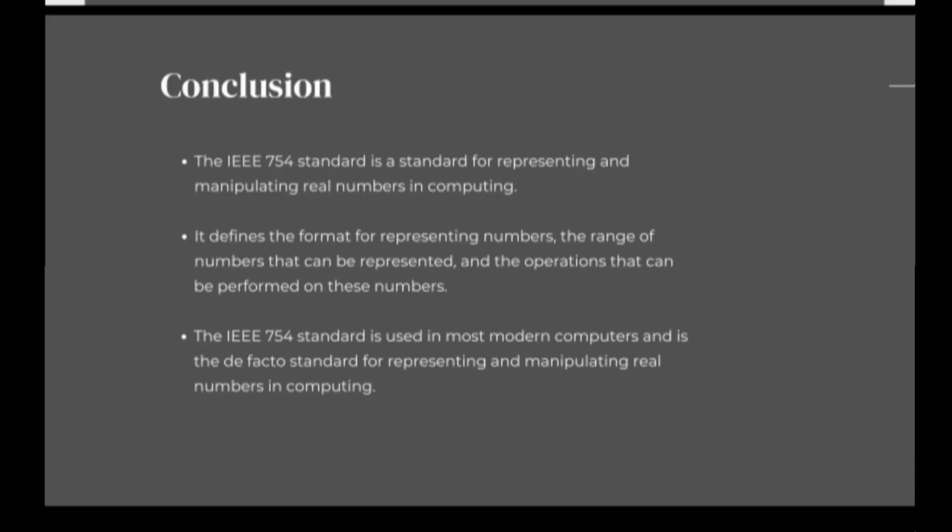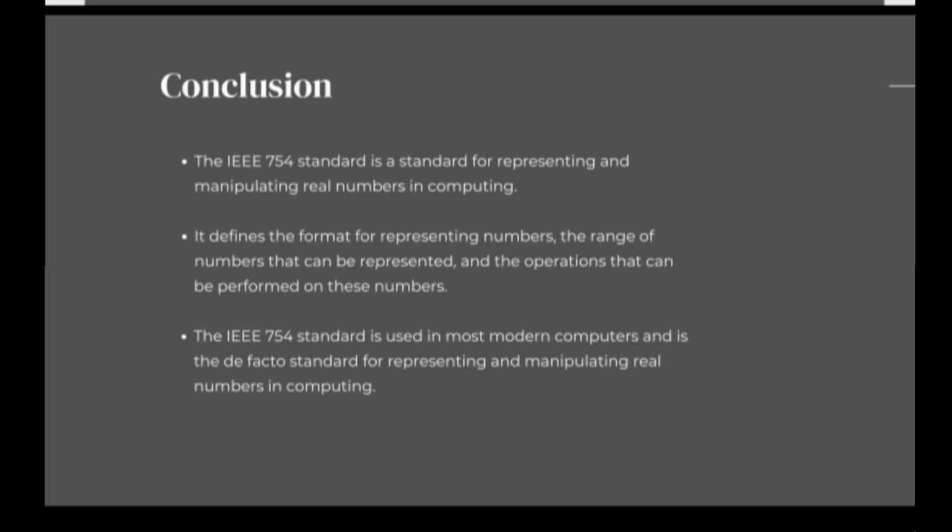Here I will be covering conclusions of floating point representation. So first one is the IEEE 754 standard is a standard for representing and manipulating real numbers in computing, or you can also say that it is the most common representation today for real numbers on computers, including Intel based PCs, Macs and mostly every platform. There are several ways to represent floating point numbers, but IEEE 754 is the most efficient in most cases. Now moving forward, it defines the format of representing numbers, the range of numbers that can be represented, and the operations that can be performed on these numbers.